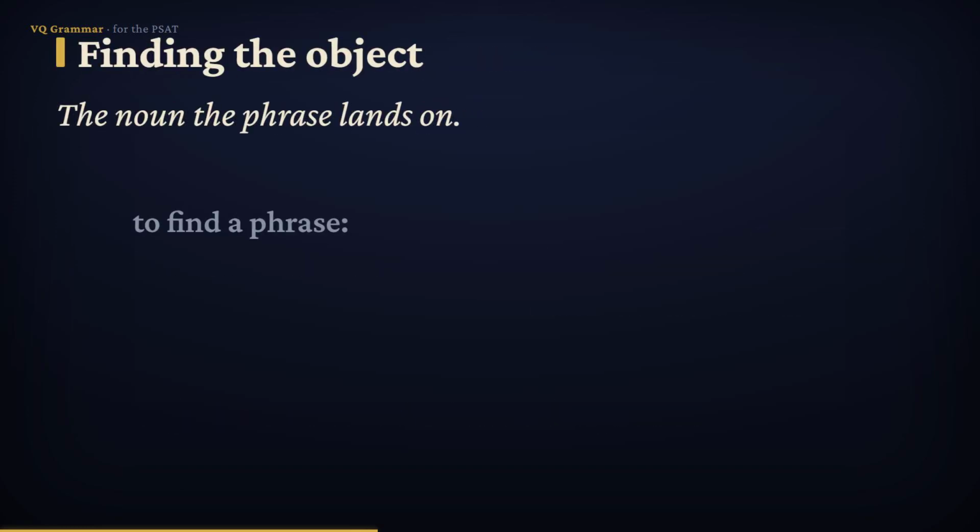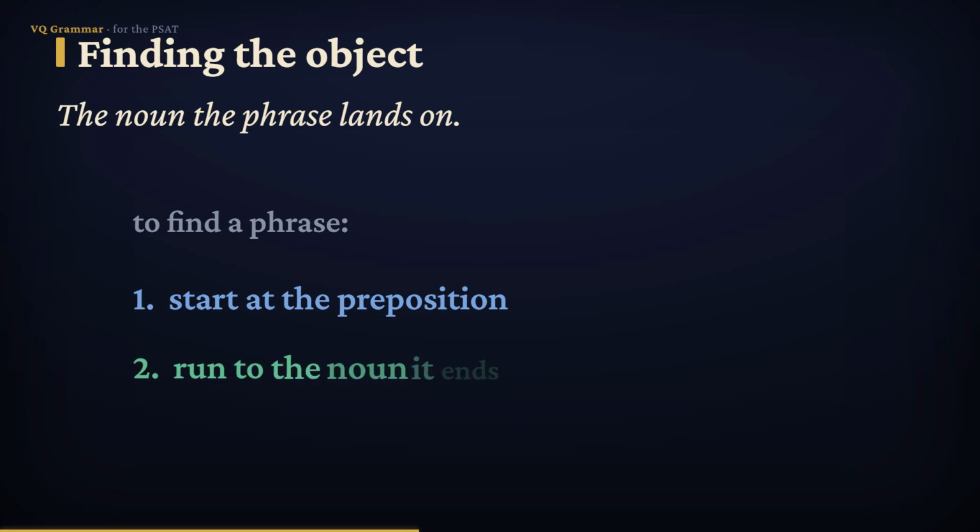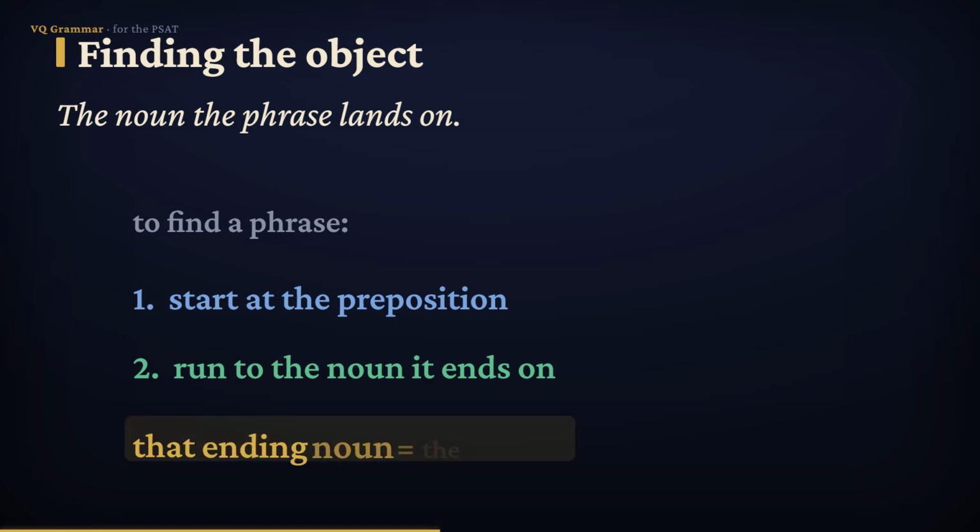So, how do you find a prepositional phrase and its object? Two quick steps. First, start at the preposition, the word like in, on, or under. Second, run forward to the noun or pronoun it lands on, picking up any little modifiers along the way. That ending noun is the object of the preposition. Start at the preposition, finish at the noun, and you've got the whole phrase.